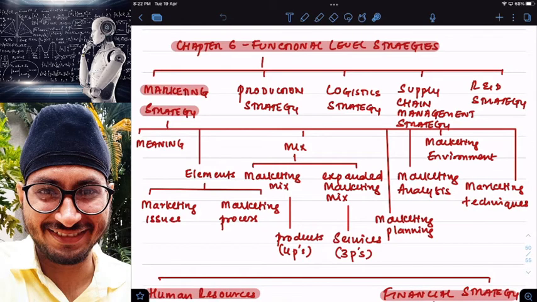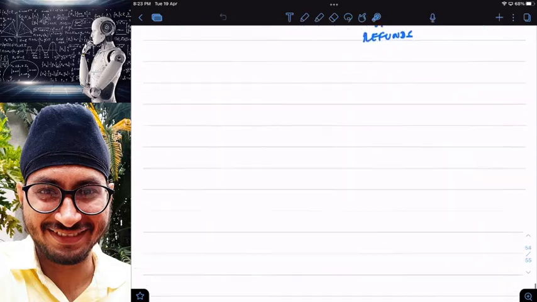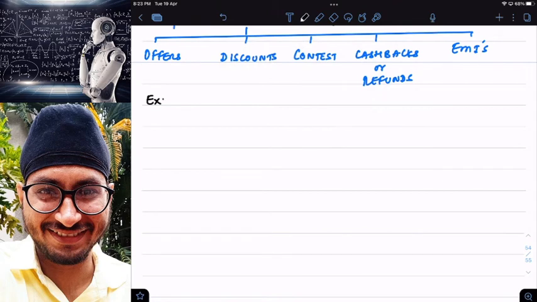Now, in the expanded product mix, how many P's are there? 4 P's or 3 P's? There are 3 P's. Now let us write the expanded marketing mix. In the expanded marketing mix we have 3 concepts.